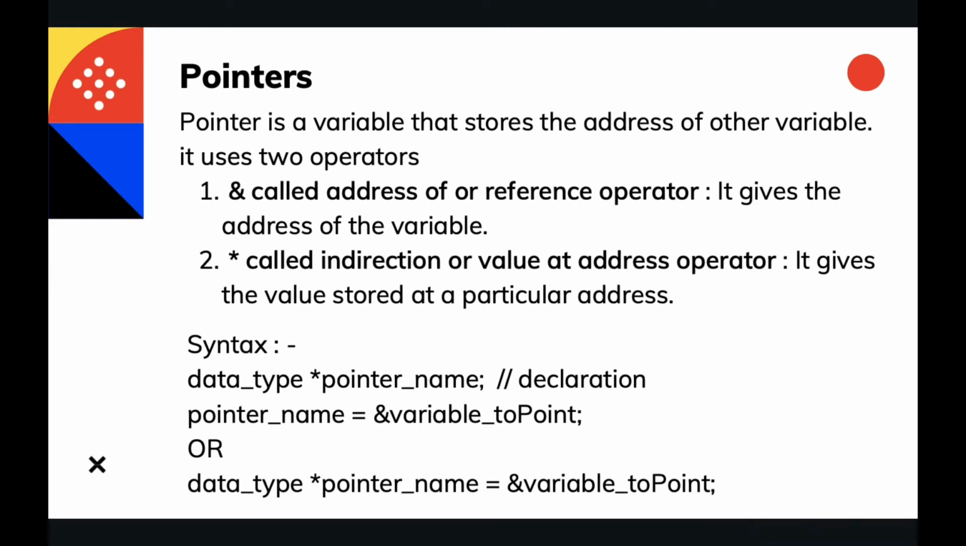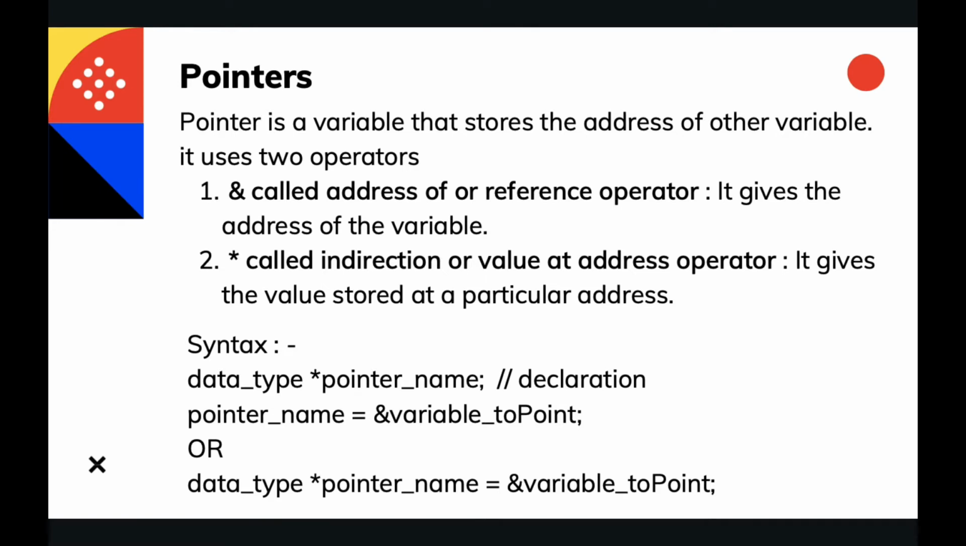Pointers are a special kind of variable. They do not store simply integers or floating point numbers or characters. Instead of these numbers or characters, they store addresses of other variables.